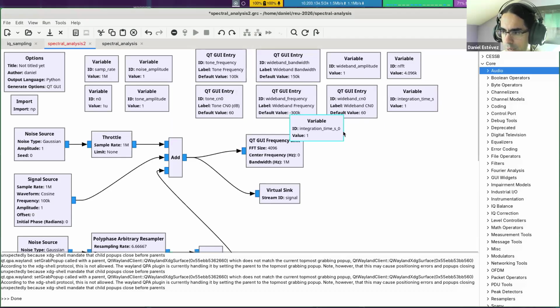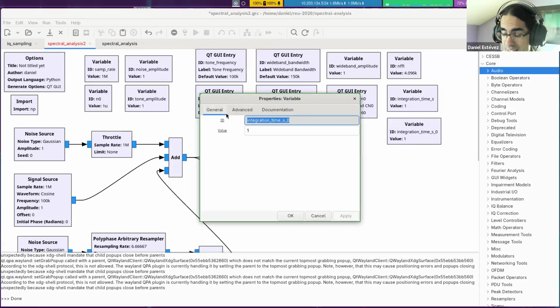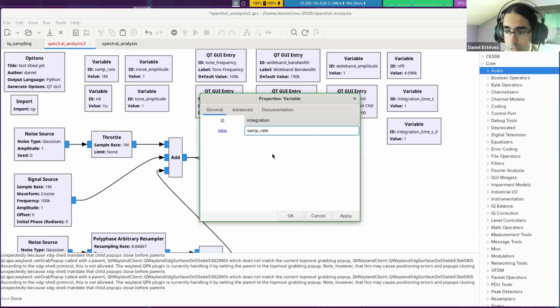And then I have another variable, which is going to be the integration. So how many of these FFTs do I need to sum to get 1 second of integration? Well, my sample rate is 1 megasample per second. It is here. That means I have 1 million samples per second. Then the next question is how many FFTs per second are we doing? Each FFT is using 4,096 points. So the number of FFTs per second is the sample rate divided by the number of FFT points, which is 4,096.